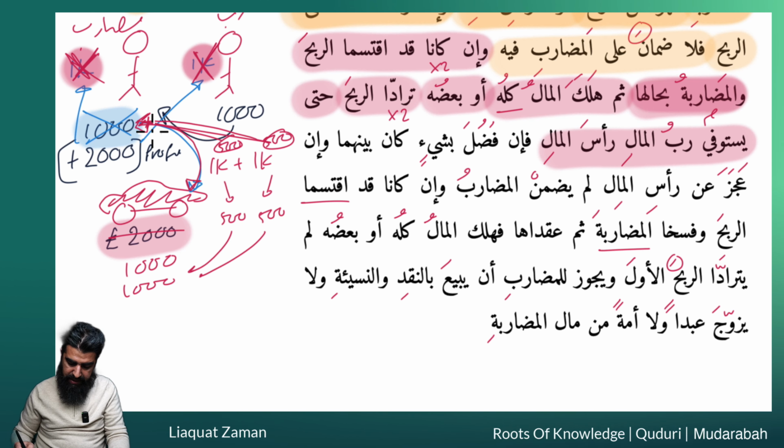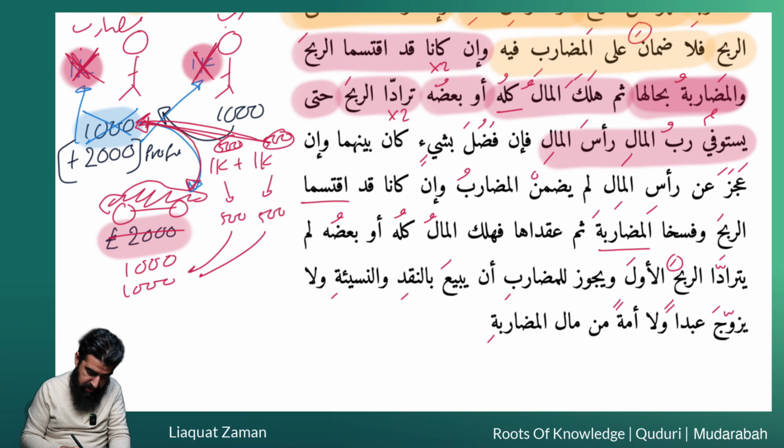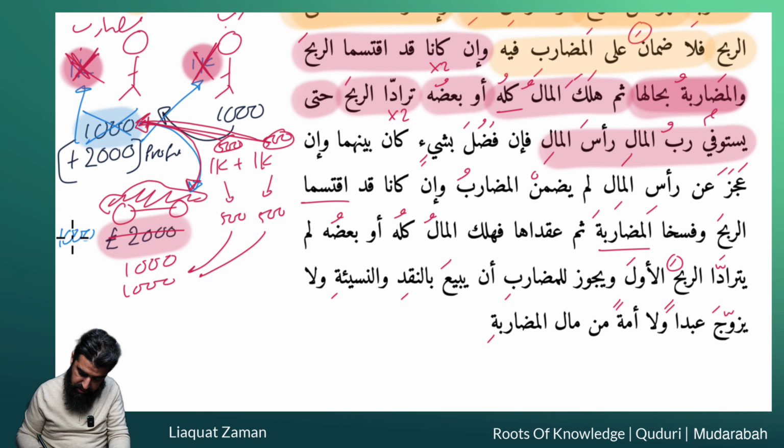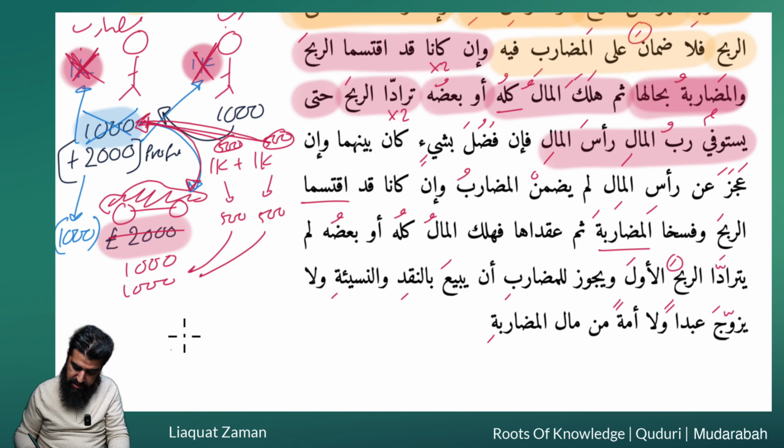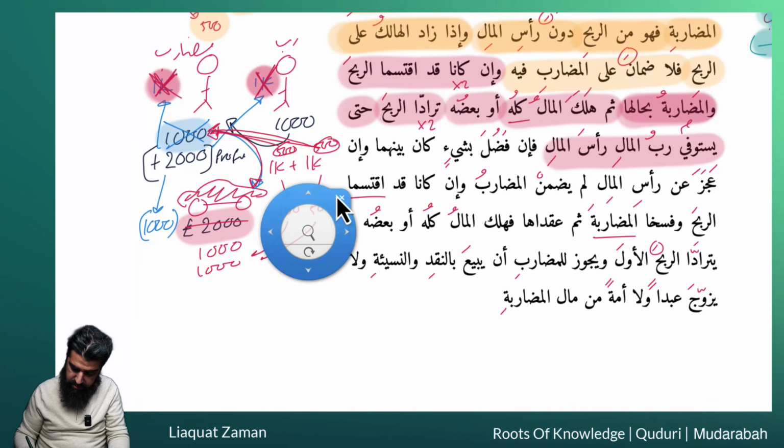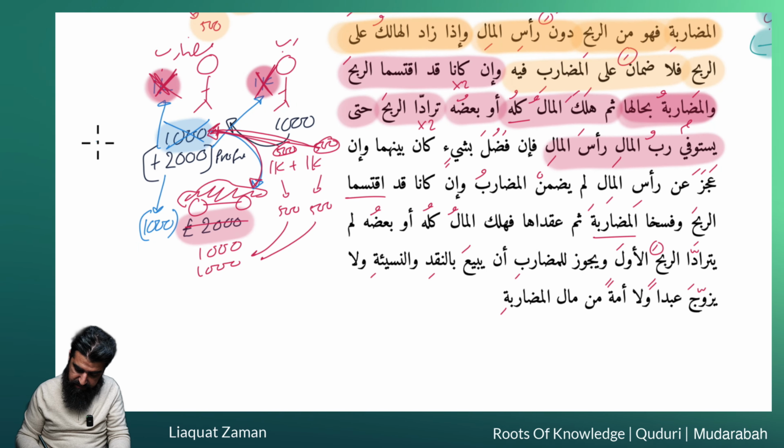But let's say the car was worth, I don't know, 1,000. Right. So if the car was worth 1,000, then obviously that money has been used up. 1,000 has gone, right? And now that 500 has been used to top up the Ra'sul Mal. So ultimately, this is what we have now. 1,000 has been topped up. This is the capital.